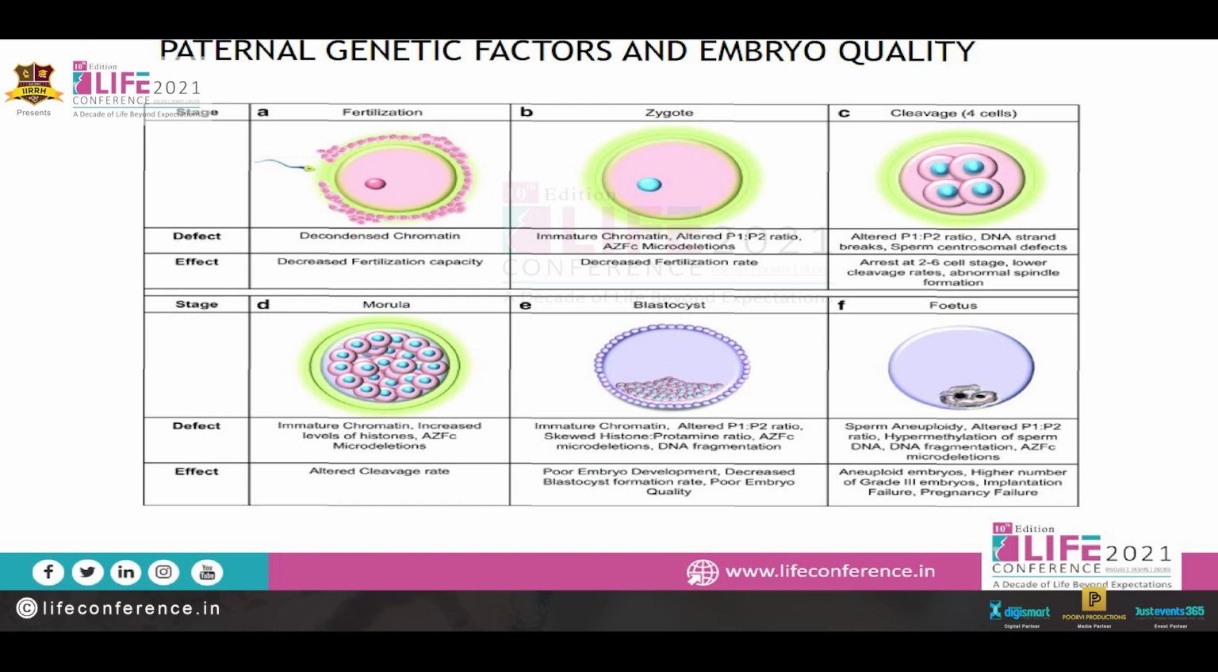What is the use of blaming only the woman when the man also has so much of an effect on the embryo? So, my dear friends, when you go back to your labs, please look at this right from the stage of fertilization to the fetus. You could have a male component for defect and effect. So, my dear viewers, when you go back to the lab, go back with the mindset that it could be a sperm problem or an egg problem when you have problems with the embryo in the lab.